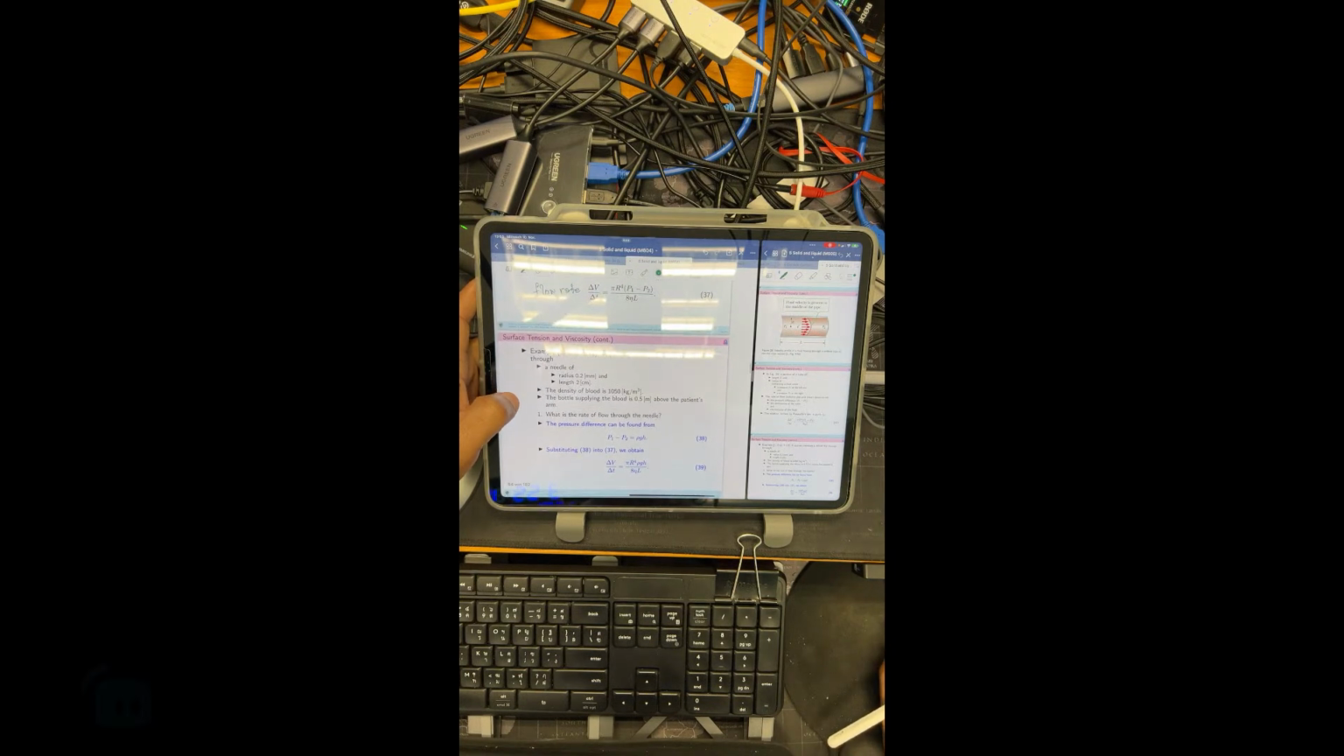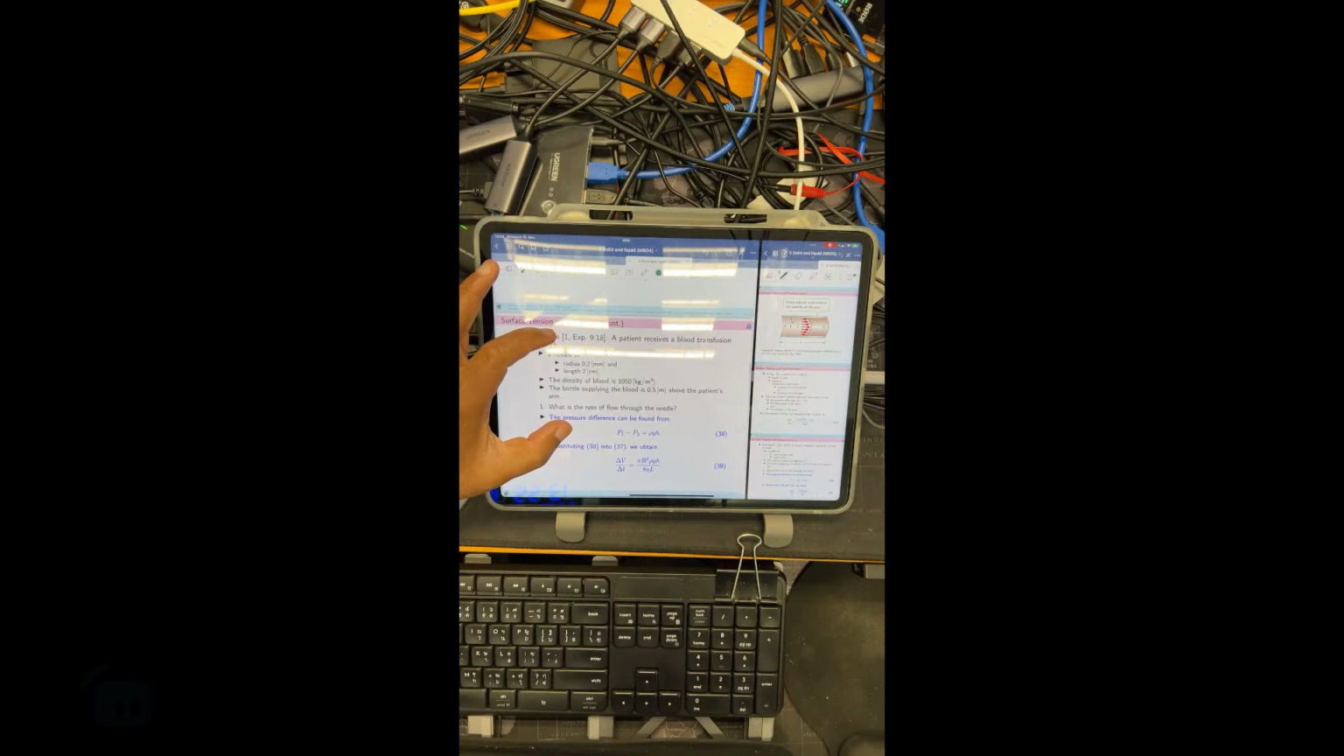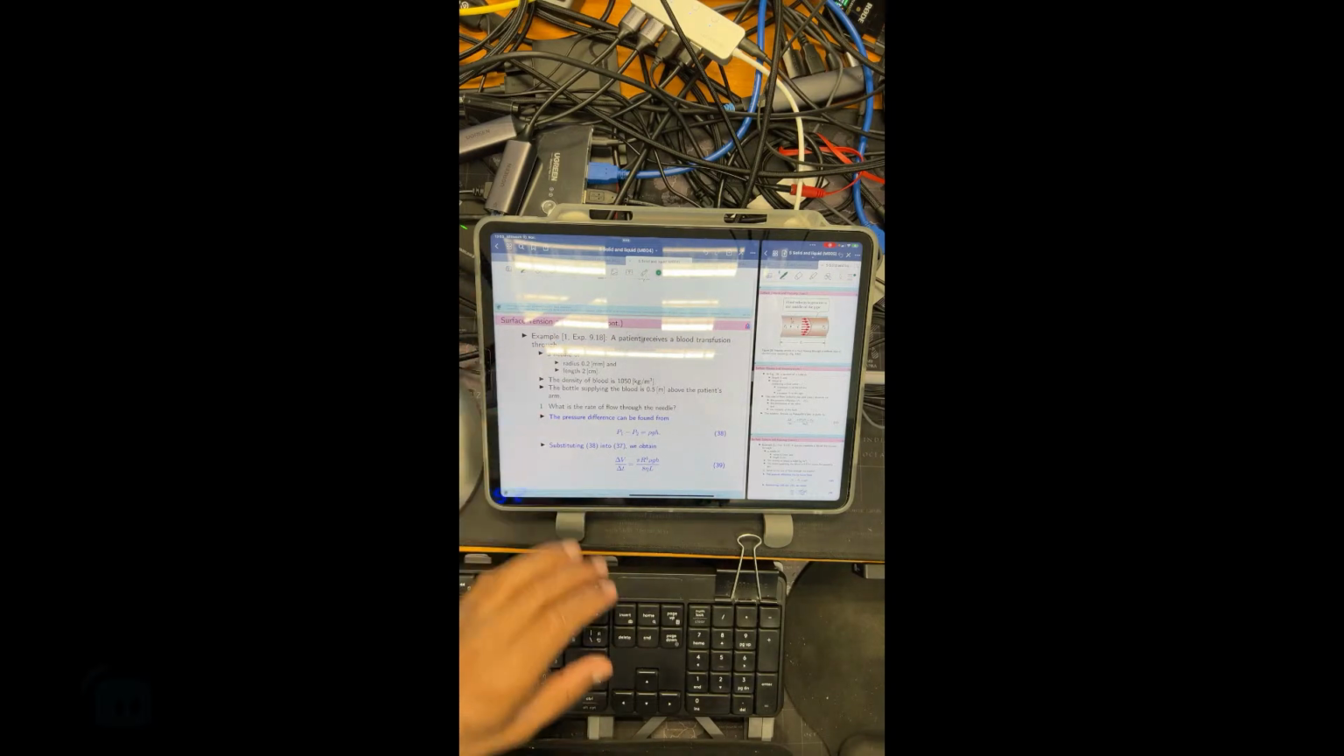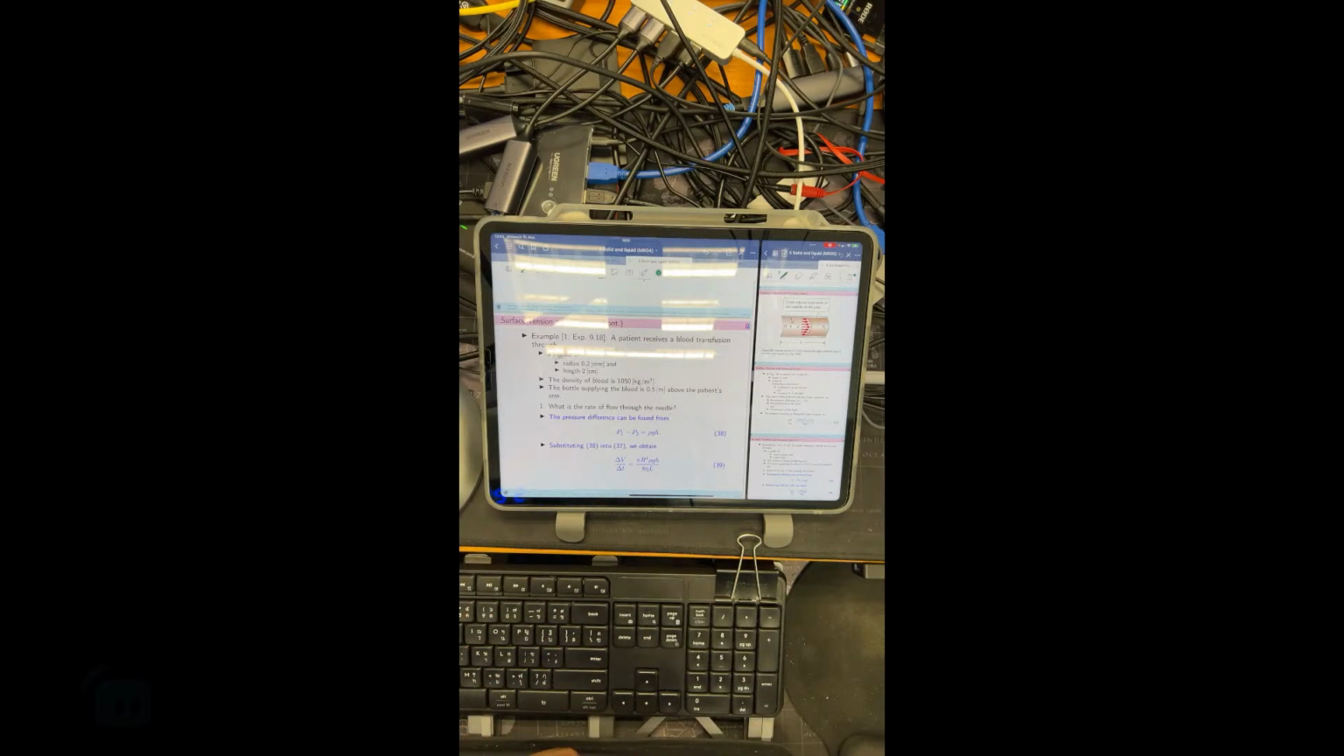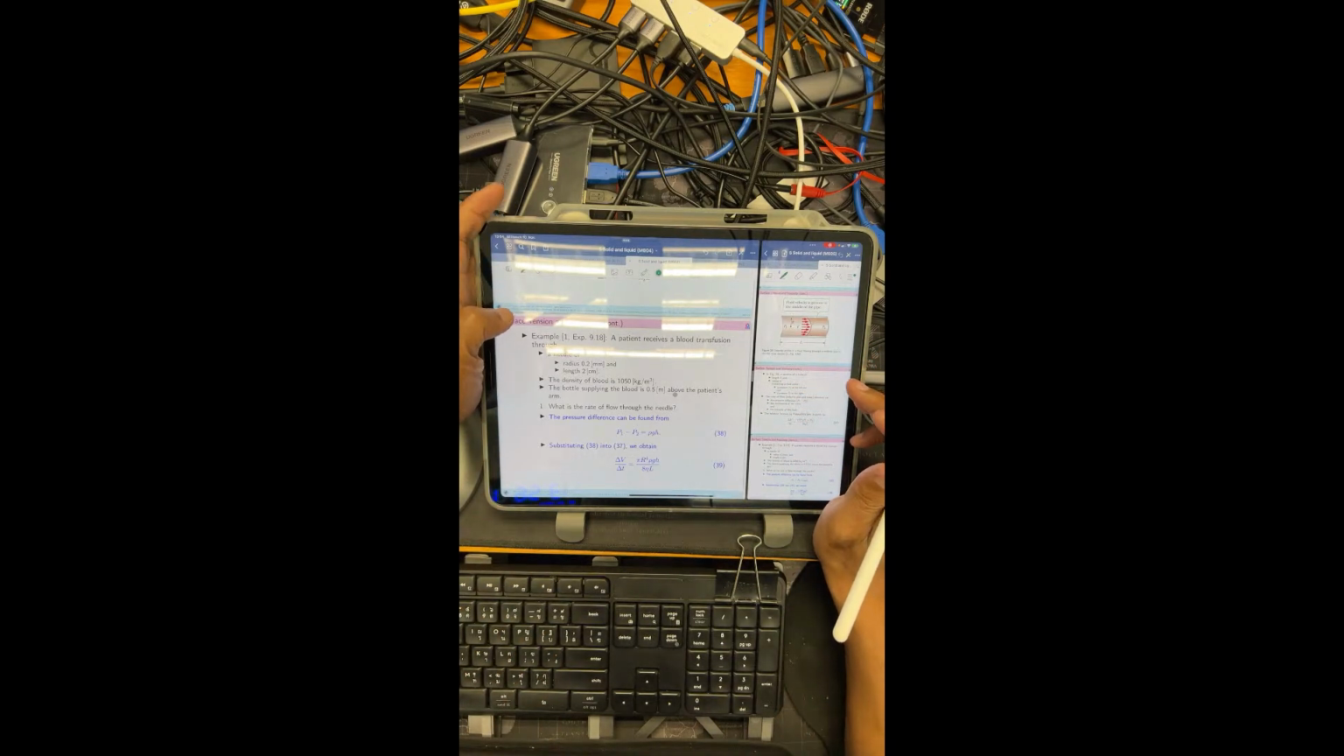A person receives a blood transfusion. This person needs a new amount of blood, through a needle. The needle has a radius of 0.2 millimeter, which is very, very tiny, right? And the length of the needle is 2 centimeters, not much. The density of the blood is greater than that of typical water. 1,000 kilograms per cubic meter for water, but here it is 1,050, a little bit heavier than pure water. And the bottle supplying the blood is 0.5 meter above the patient's arm. What is the rate of flow through the needle?